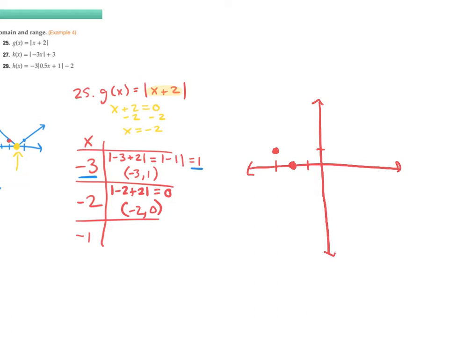And now we plug in negative 1. So we have negative 1 plus 2. What's negative 1 plus 2? 1. So what's the absolute value of 1? 1. And what's our point here? Negative 1, 1. So we go to the left 1 and up 1. Now that we have our 3 points, we draw our V.